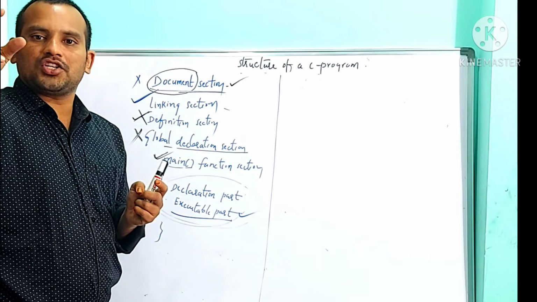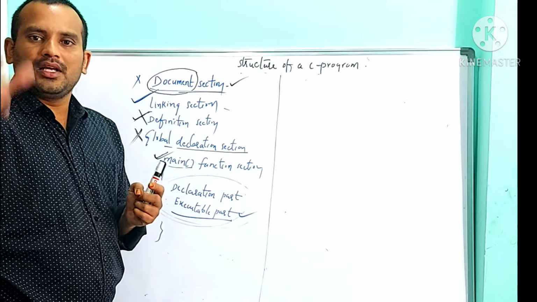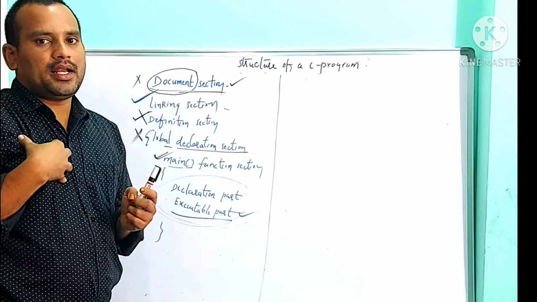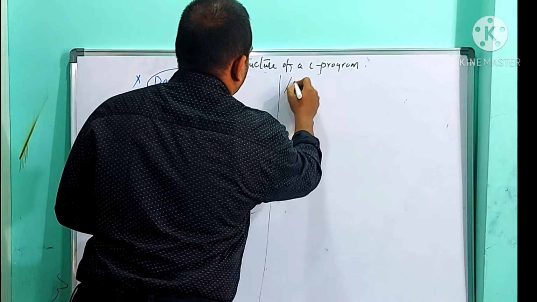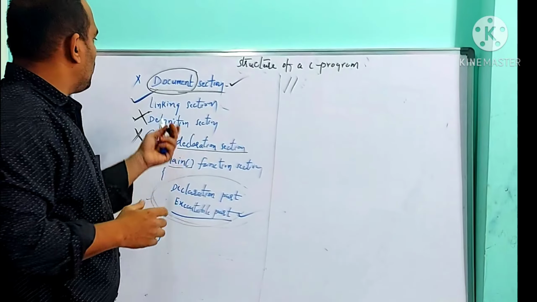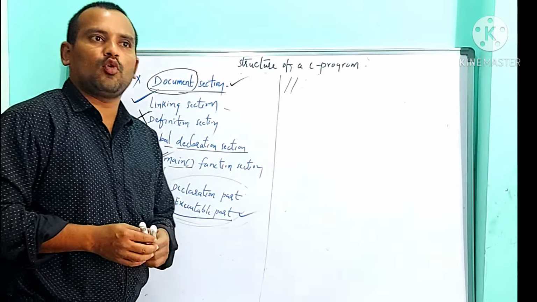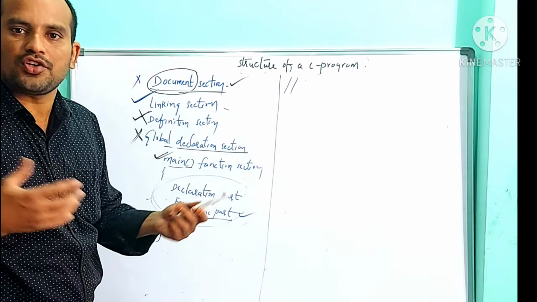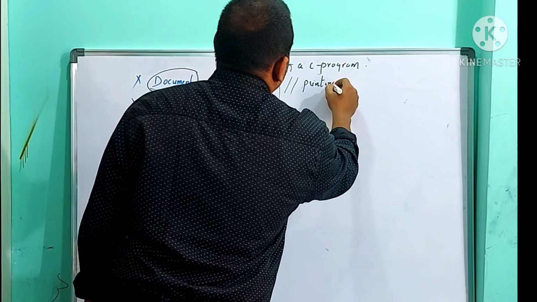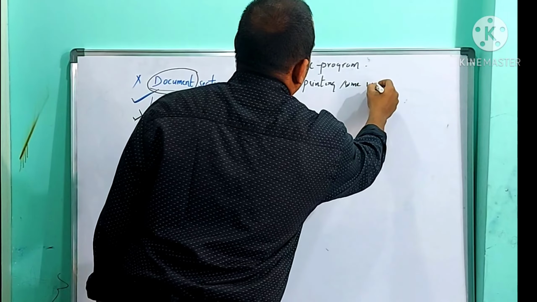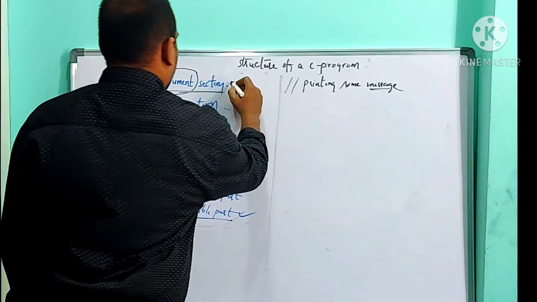The documentation section is also called the comment section, and you can use two types of comments in every C program: single line comment and multiple line comments. I am going to use a single line comment, which starts with double slash. In documentation we can write about the program. What is my program? I want to print some message, hello world. That I am writing casually: printing some message. This program is printing some message. Okay, documentation is over.